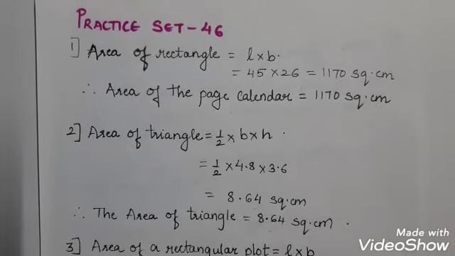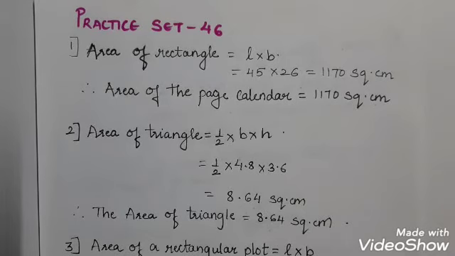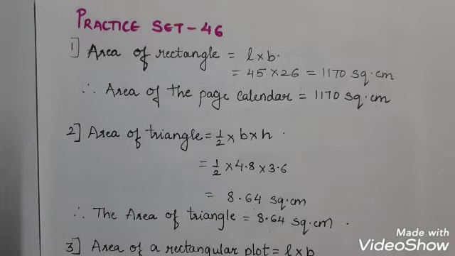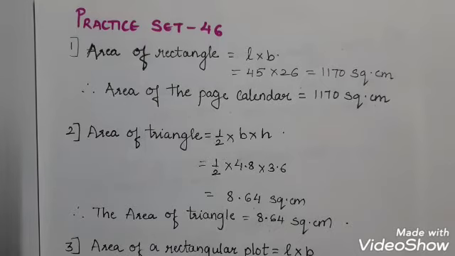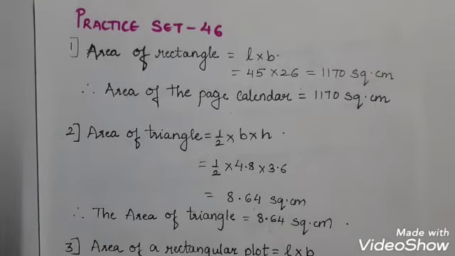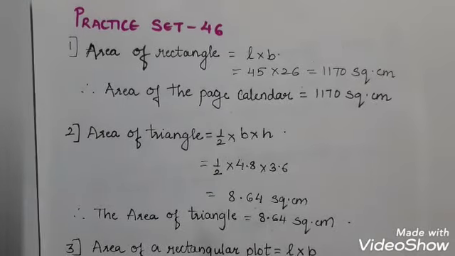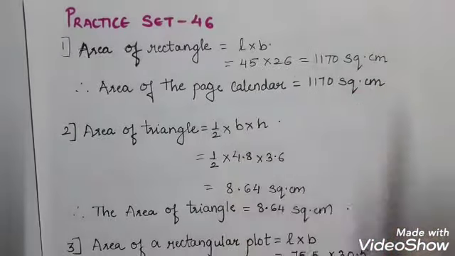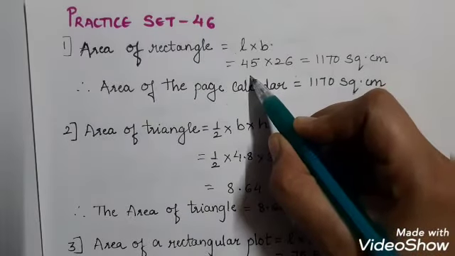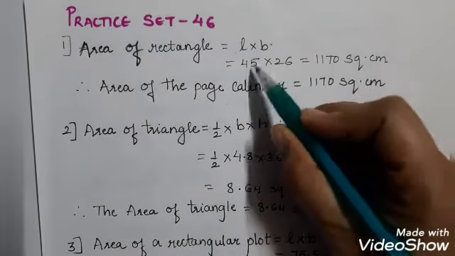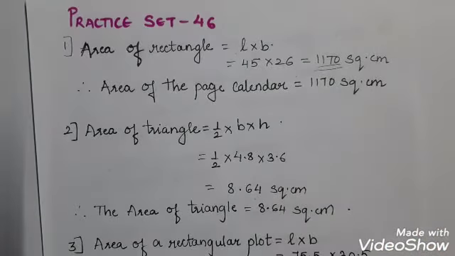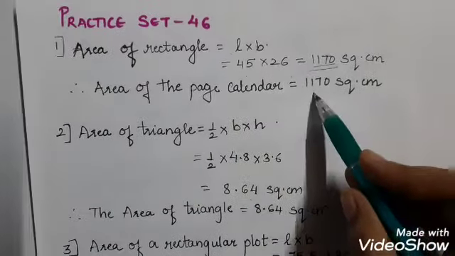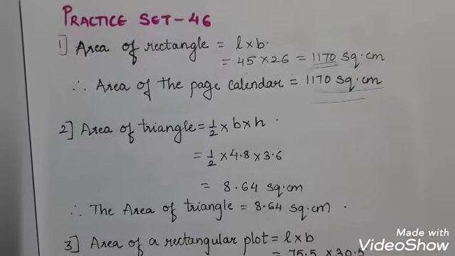So now from the given thing you have to identify whether it is a square or a rectangle. Now if it is a square, they will give you a side. Whereas if it is a rectangle, they will give you length and a breadth. So now in this sum, the length and the breadth both are given. So I have identified that as a rectangle. So area of a rectangle is equal to length into breadth. Length is 45 and breadth is 26. Multiply, get the answer. Okay, so the answer is 1170 square centimeter.